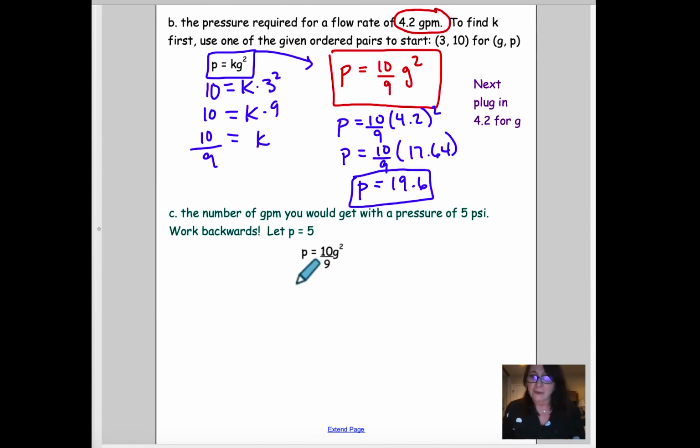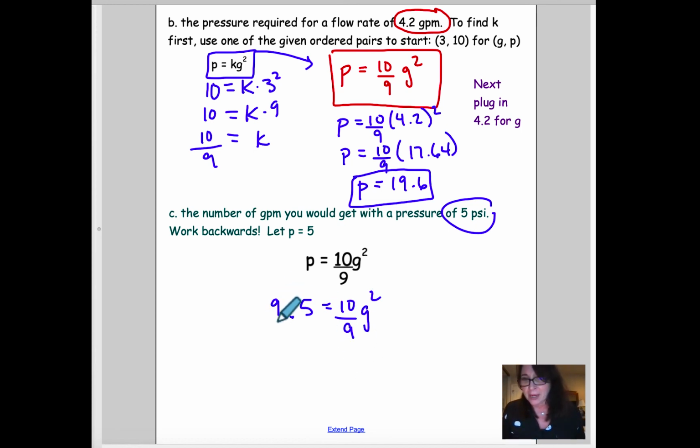Okay. Now for this problem, it says find the number of GPM you would get with a pressure of 5. So we have our actual equation. We're going to use that equation to solve the problem. So I just plug in 5 for P. So I've got P is equal to 10 over 9 G squared. I'm going to multiply by the reciprocal to lose the 10 over 9, so that's multiplying by 9 over 10. So that will cancel those values out on the right.